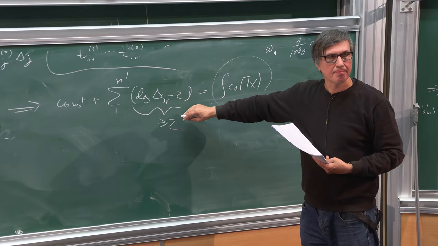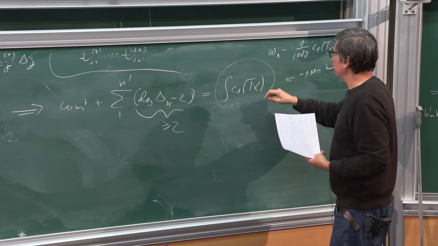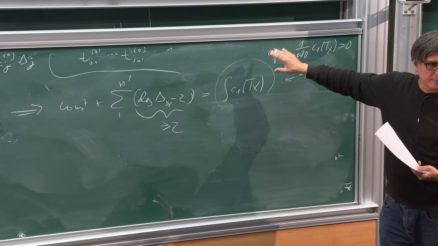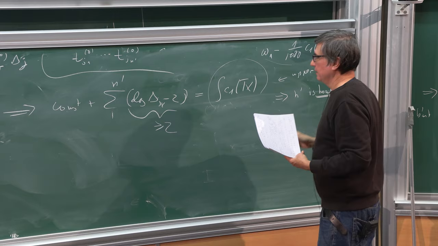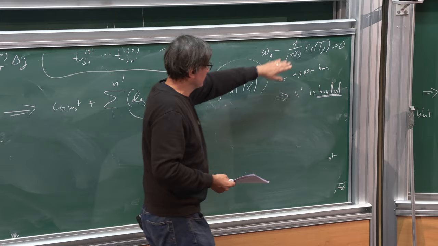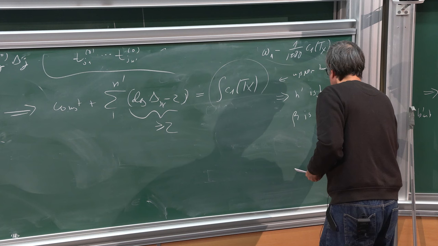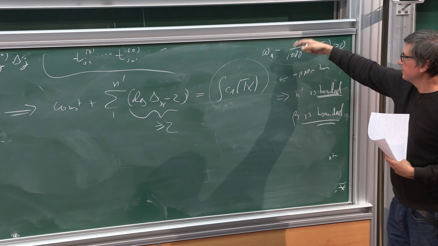We get an upper bound because the integral of omega 1 of the difference is positive, and the integral of omega 1 is given. So we get an upper bound, which means that n prime is bounded. And by similar reasons, you'll see that beta is bounded, because if beta goes to infinity, then this thing will go to infinity, and then you get a contradiction again.